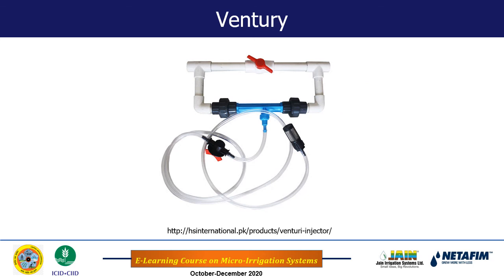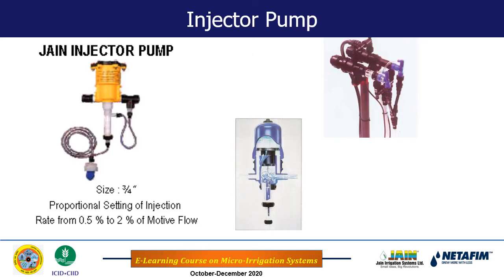This is also one such venturi unit which is available in the market, and it is easy to use as well. What we have seen is three kinds of fertigation unit: the fertigation tank, which is also known as the pressure tank, the venturi, and the injector pump. The fertilizer tank and venturi give non-uniform distribution of the fertilizer, but they are less expensive. The injector pump gives a uniform concentration of the fertilizer into the system, but it is expensive as well.